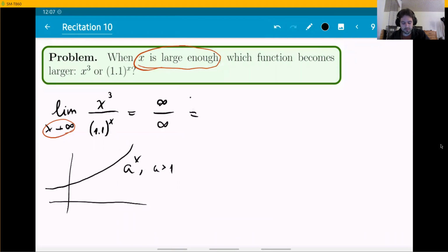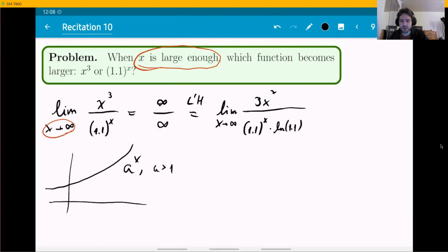So we can do L'Hopital. Let's do it. The derivative of x cubed is 3x squared. What is the derivative of 1.1 to the x? You don't do the power rule here. It's not x times 1.1 to the x minus 1. I hope you realize that's not what it is, because this is called an exponential function. The variable is in the exponent. When you have that, the rule is the function itself times the ln of the base, which is 1.1.